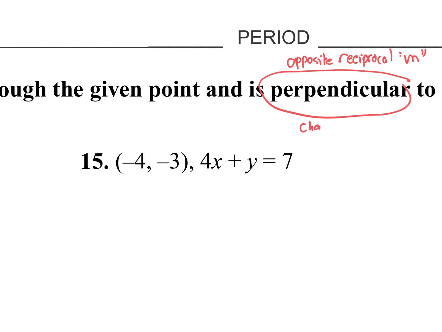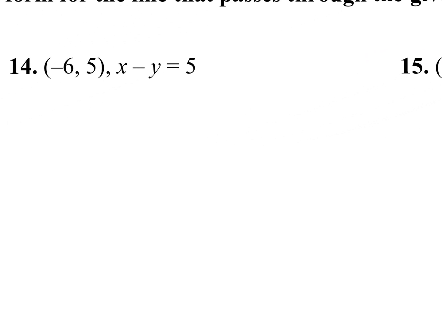That means you're going to change the sign and flip the fraction on your slope. So when they tell you that your line is perpendicular to the given equation, well, you got to find out what the slope is of that equation that they give you, and then you got to change the sign and flip it to acquire your slope. That's what perpendicular means, opposite reciprocal slopes.